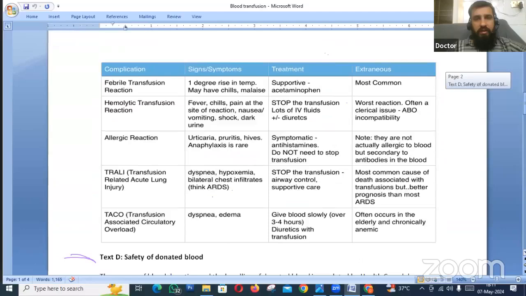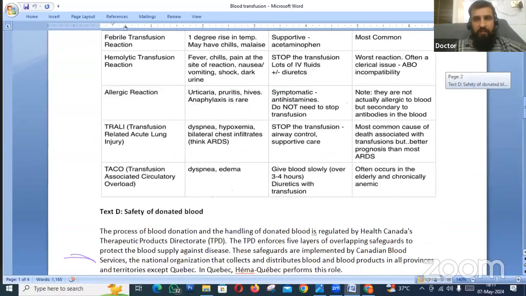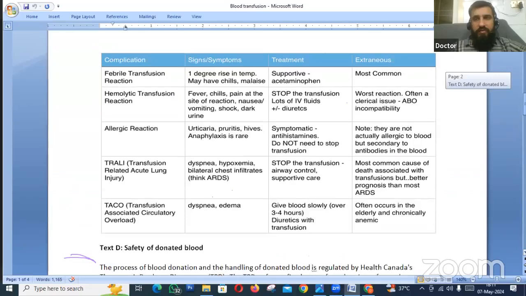Then you have a table. The main heading is blood transfusion reactions. Now they are talking about reactions. If you see here, these are the complications. These are signs and symptoms, treatment, and extraneous, which means extra information. So here you have febrile transfusion, hemolytic, allergic, TRALI, TACO. You don't need to go into detail.